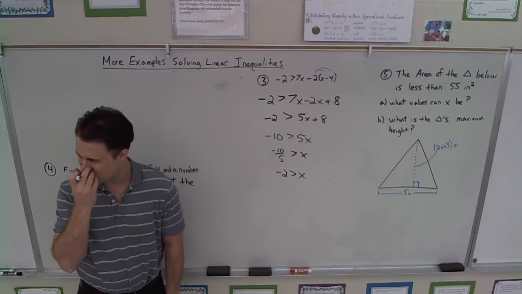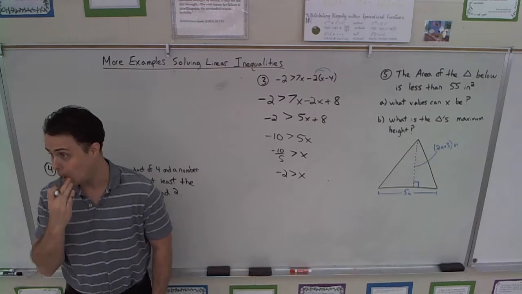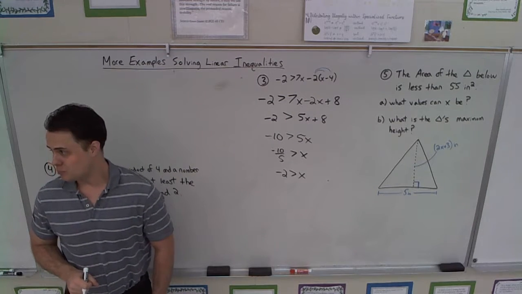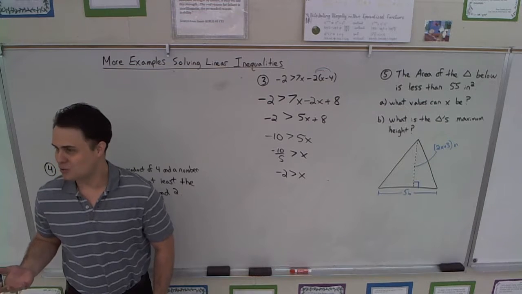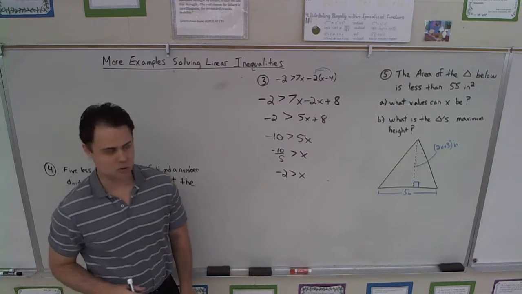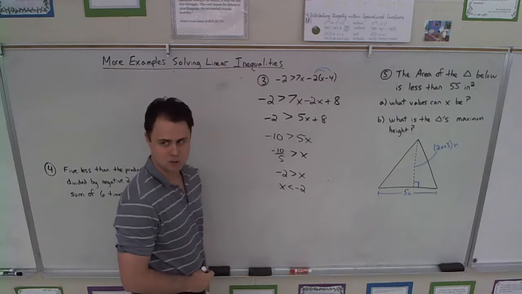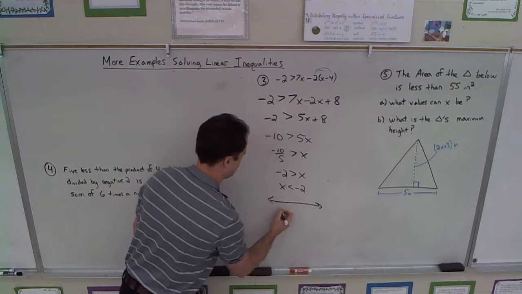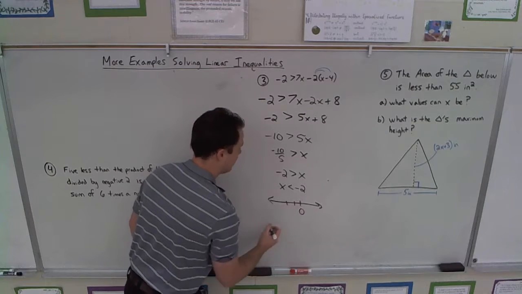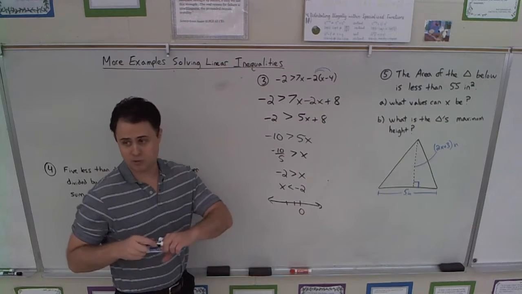Did I need to switch it? Do I have a mistake here? There's a negative number, negative 10, divided by 5. The thing I divided by was not negative, so I think I'm good to go. But I should probably turn this around to read it appropriately, like so. Do you have to switch it if you divide or multiply by a negative number? For sure.